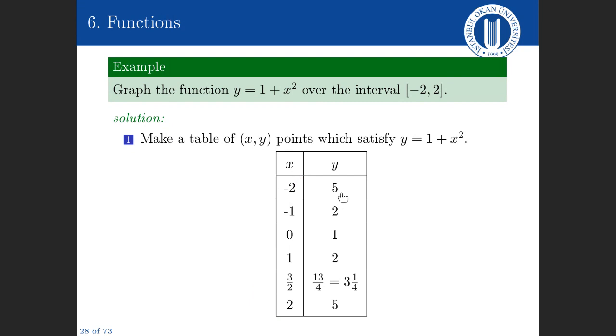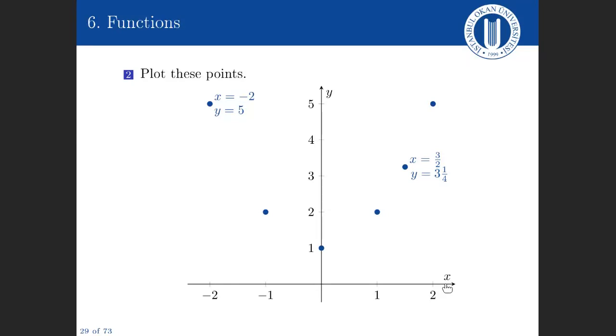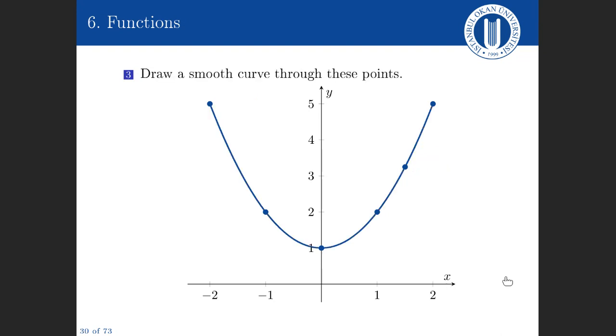If x is minus 2, y is 1 plus 4, or 5. If x is minus 1, y must be 2. If x is 0, y must be 1, and so on. If x is 3 over 2, then y must be 13 over 4, or 3 and a quarter. Step 2 is to plot these points on the xy plane. And then step 3 is to draw a curve through these points. This is the graph of the function that we were asked to draw.